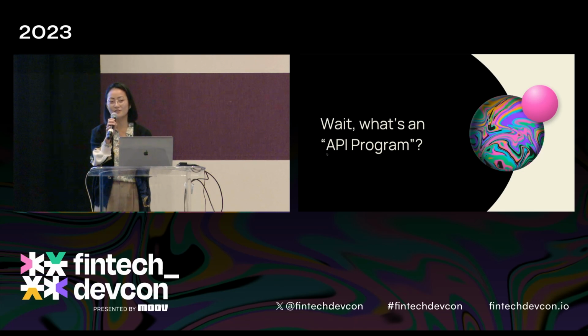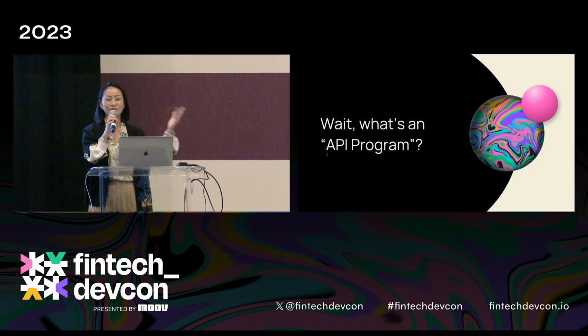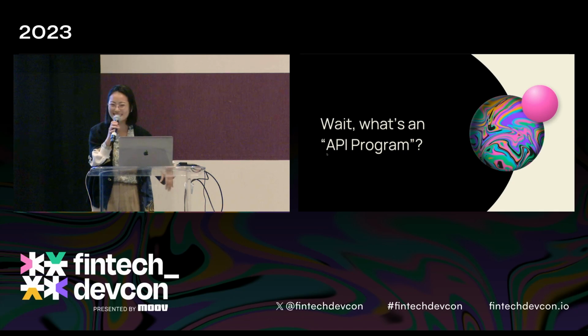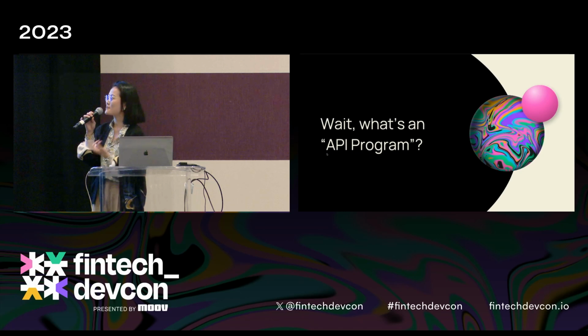Those numbers I just flashed at you just now, those are real scale numbers. How do we take those internal APIs, which up until now we've only called ourselves, and make them available to the wider audience, to the wider world? How can you guys all get access to our APIs, and how can we do that in a way that's healthy for the business? So that's where the API program is really important.